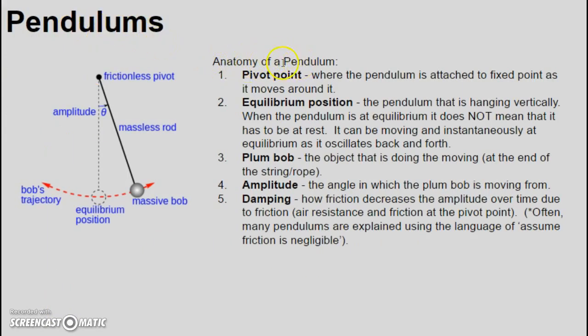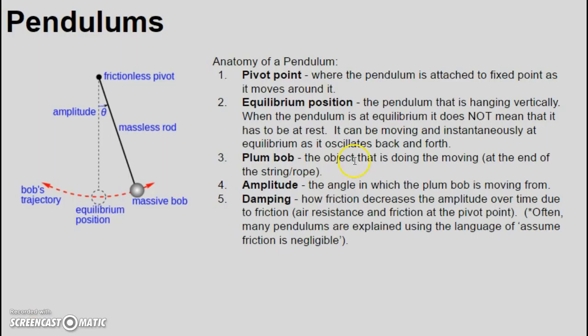Well, let's look at the anatomy of a pendulum. We're going to make sure we recognize we have a pivot point. This is where the pendulum is attached to a fixed point as it moves around. So it's going to be here. Here we'll call this frictionless. Equilibrium position. Equilibrium position is where the pendulum, or the plumb bob, which we'll learn about here in a moment, is completely vertical. So the pendulum that is hanging vertically, when the pendulum is at equilibrium, it does not mean that it has to be at rest. It can be moving instantaneously at equilibrium as it oscillates back and forth.